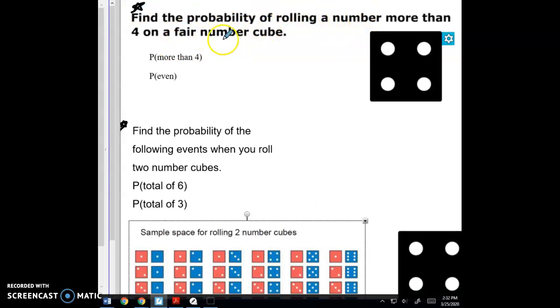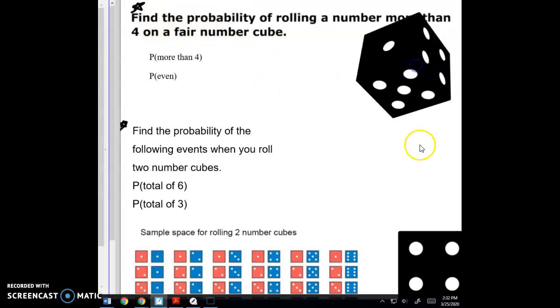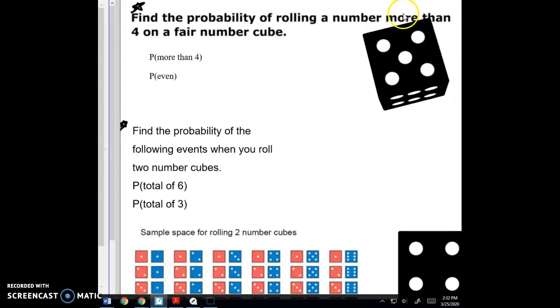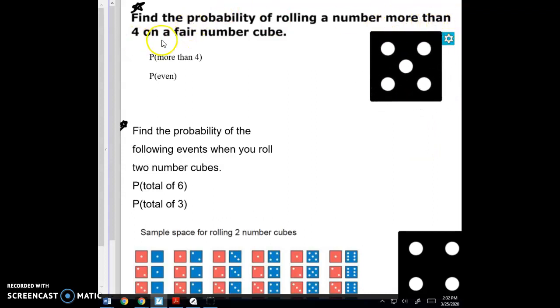Okay, now what we're going to do is talk about number cubes. Number cubes, remember, are just dice, and fair means all sides are equally likely. So if I roll this dice, I'm trying to find the probability of rolling a number that is more than 4. So I have to remember that a dice has 1, 2, 3, 4, 5, and 6 as the sides, and I'm trying to figure out what's the probability I roll a number that's more than 4.